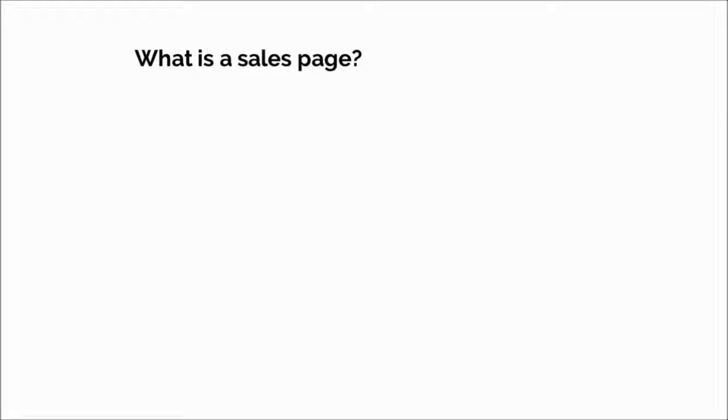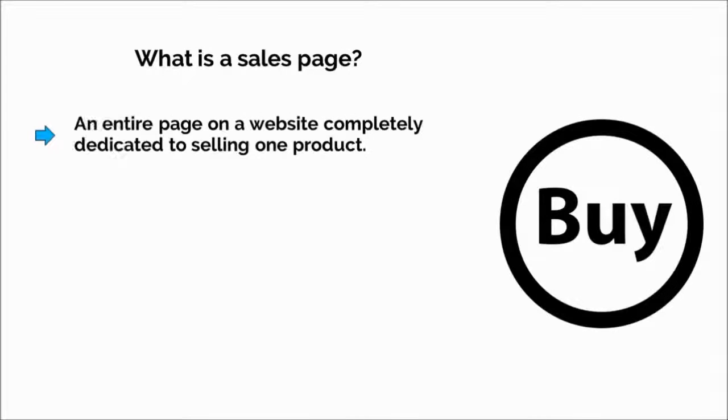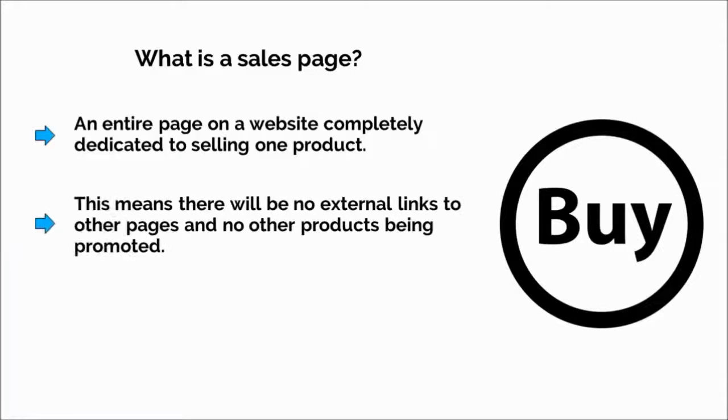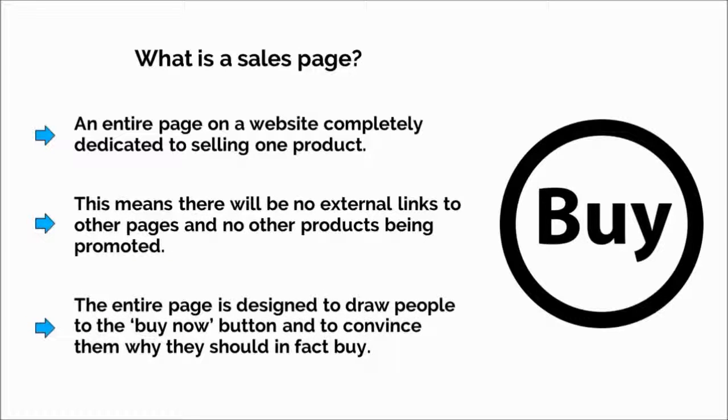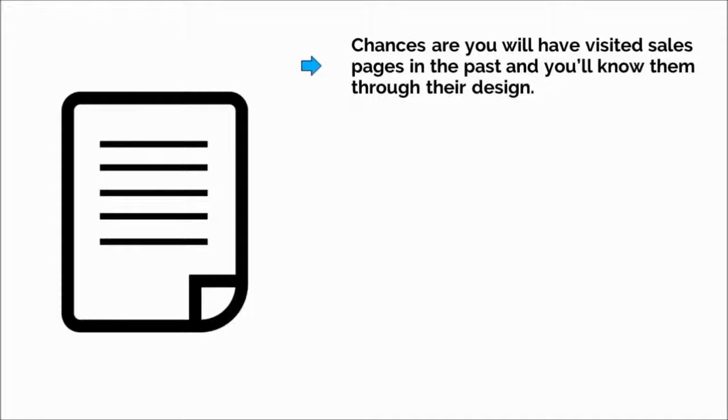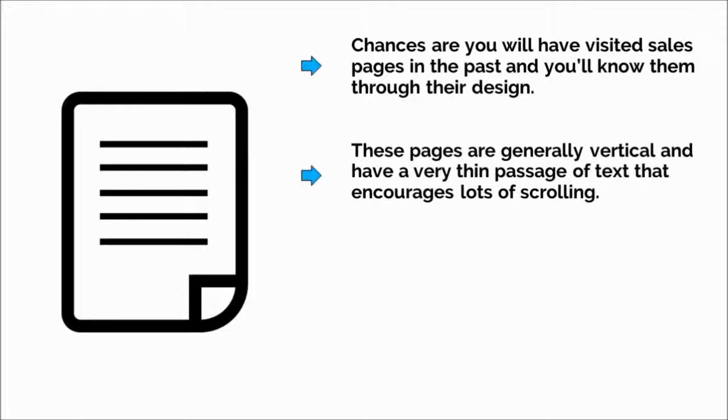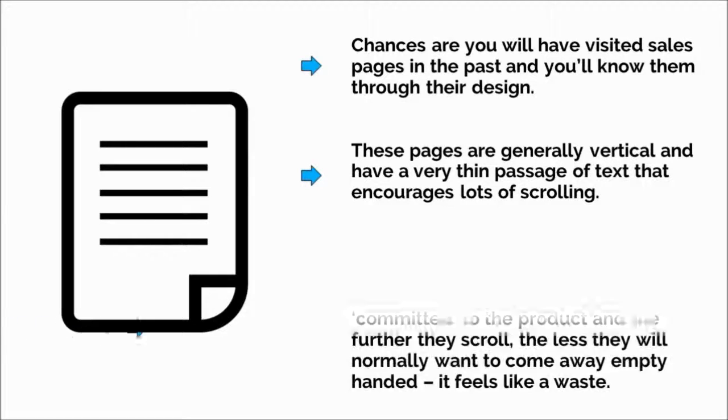The first question is, what is a sales page? The answer is that a sales page is an entire page on a website that is completely dedicated to selling one product. This means there will be no external links to other pages and no other products being promoted. The entire page is designed to draw people to the Buy Now button and to convince them that they should, in fact, buy. Chances are that you will have visited sales pages in the past and you'll know them through their design. These pages are generally vertical and have a very thin passage of text that encourages a lot of scrolling. Now, this is no accident.